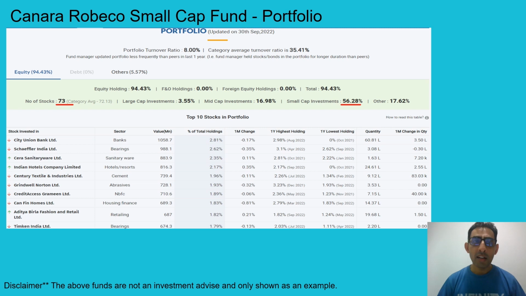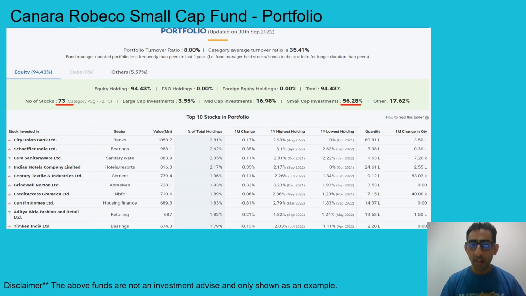Let's review Canara Robeco. Again, single digit portfolio turnover ratio for this fund by the manager. A fantastic job. Equity holding is 95%, more than the Axis. I like this fund more than Axis. Number of stocks are 73, which is almost similar to the category average.